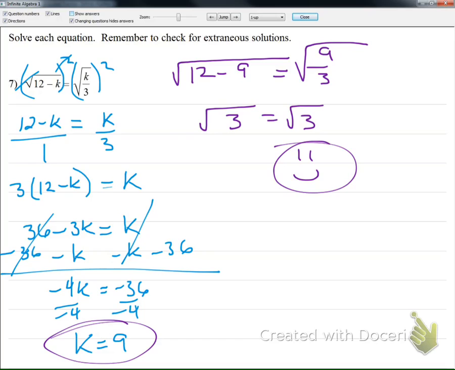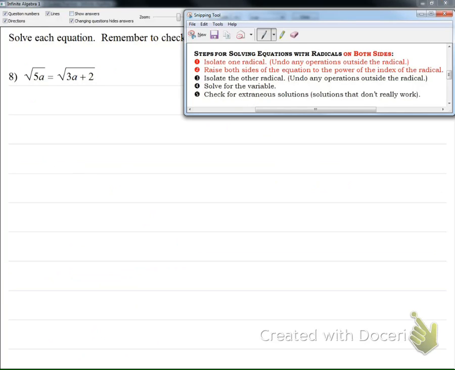2 more. I'm sorry, 1 more. This is the last example, and then you can do your guided practices.